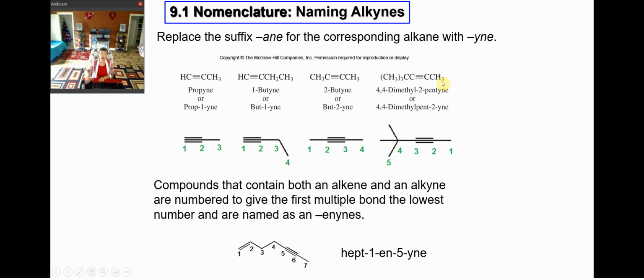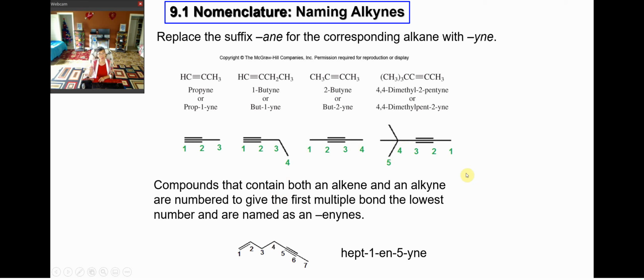If you have another molecule a little more complicated, you count the carbons so that the triple bonded carbon is located at the smallest locant. In this case, the last molecule you call 4,4-dimethyl-2-pentyne. So this is the simple molecule.